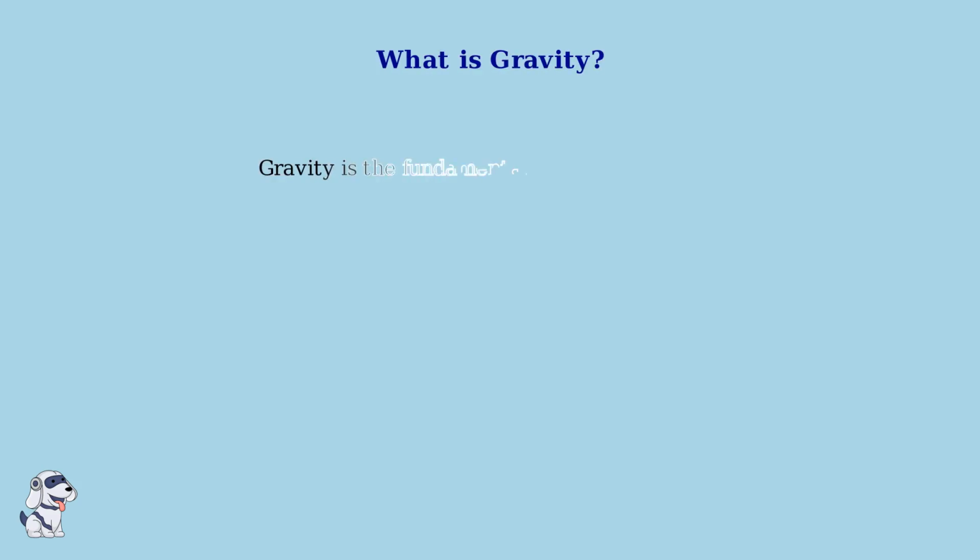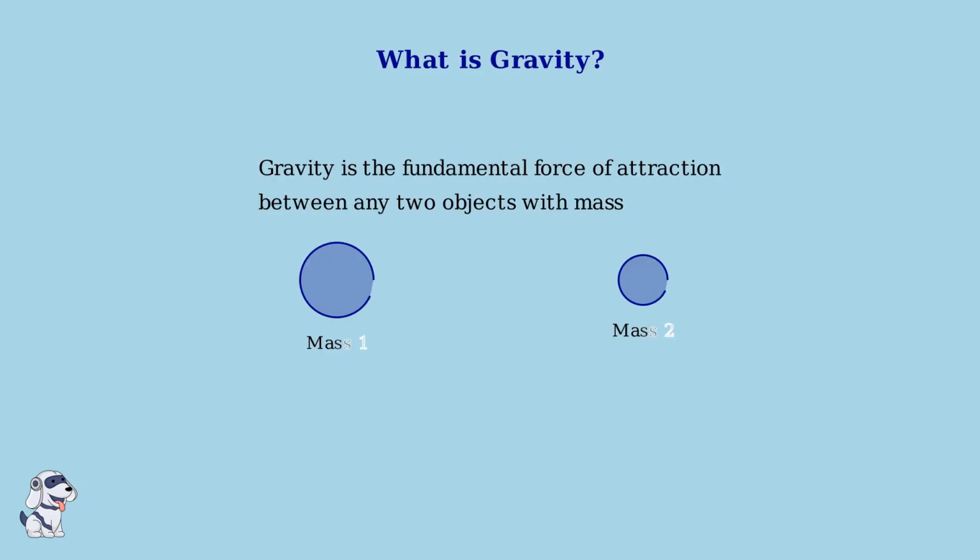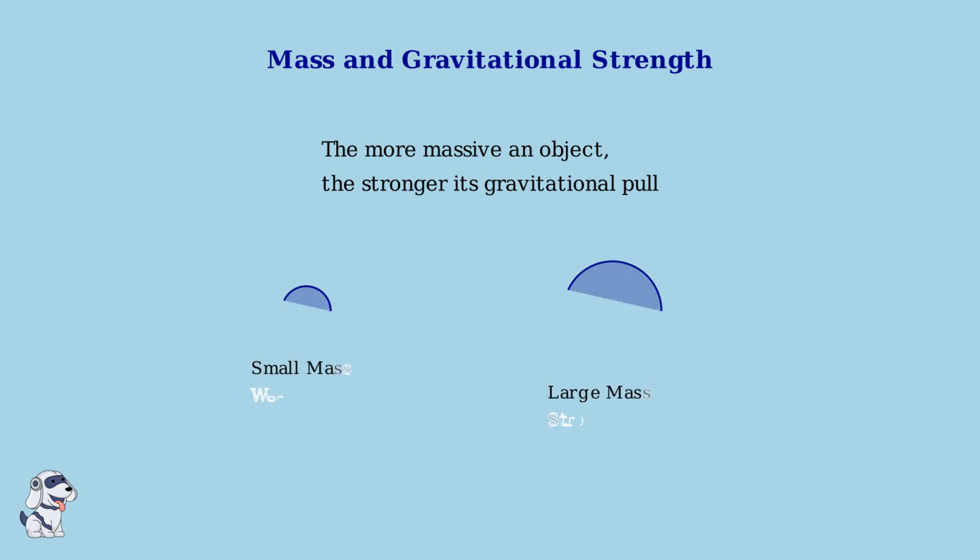Gravity is one of the four fundamental forces of nature. It is the force of attraction that exists between any two objects that have mass. The strength of gravitational attraction depends on the mass of the objects involved. The more massive an object is, the stronger its gravitational pull becomes.